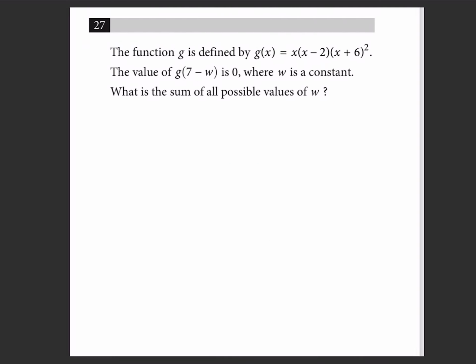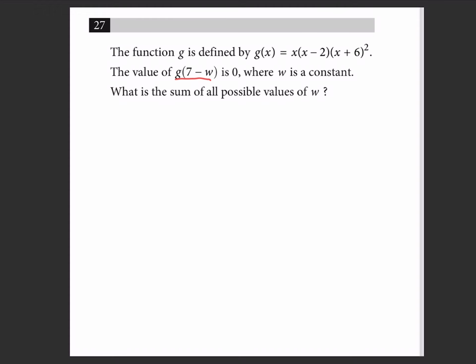So now for number 27. The function is defined by g of x equals, and then it gives you some x values in there multiplying. The value of g of 7 is 0. So give this one a shot. It is pretty challenging, but again, see how far you can get with this and then compare it to what I get. So right now I've got this function, and the value of g of 7 minus w is 0.